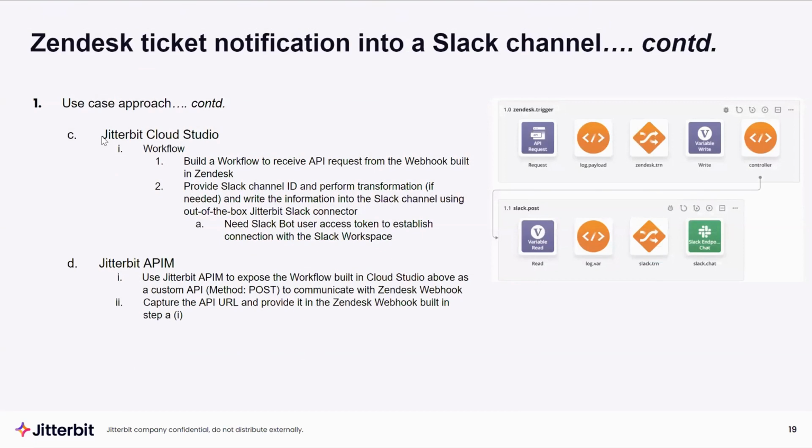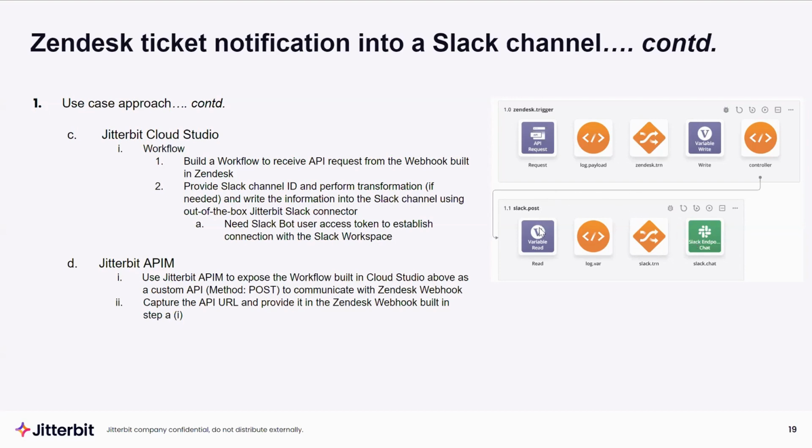This is our API. So we did two workflows in the Cloud Studio, and then we exposed that workflow using our Jitterbit API. So let's see what was done. The first workflow is nothing but capturing that notification from Zendesk. So you can see an API request here. And all we are doing is staging that information into a variable. That's all we are doing in the first transformation. And then we are able to trigger the second transformation that's going to post that notification in Slack, right?